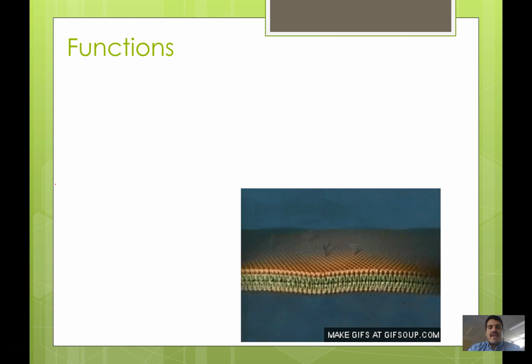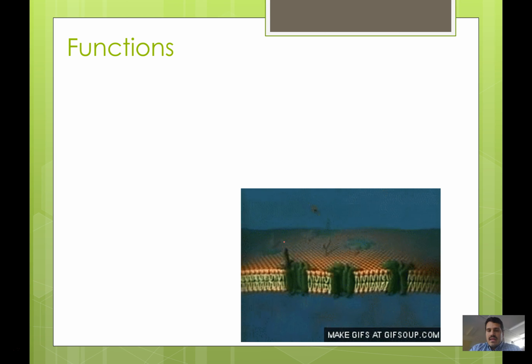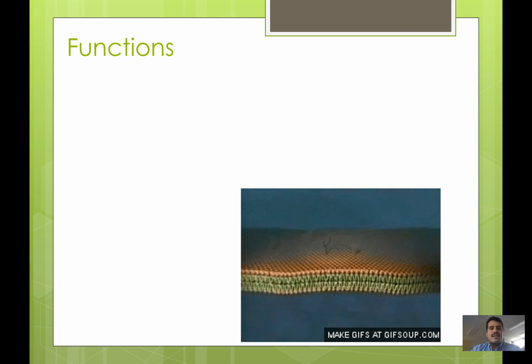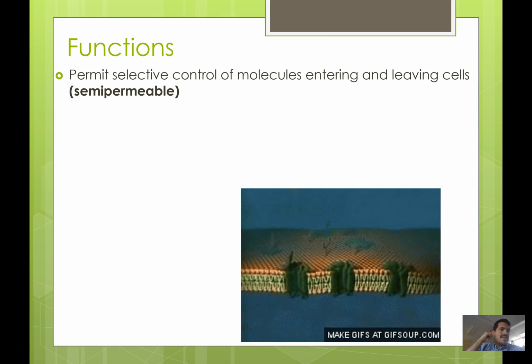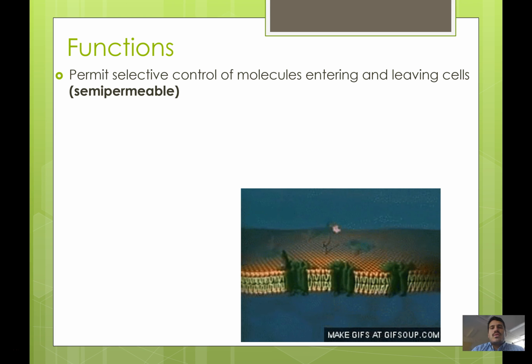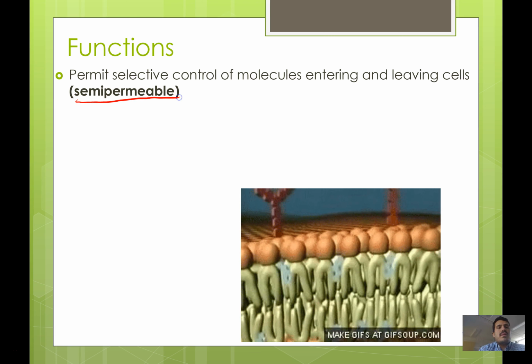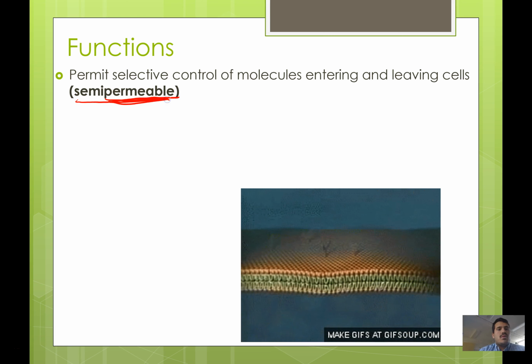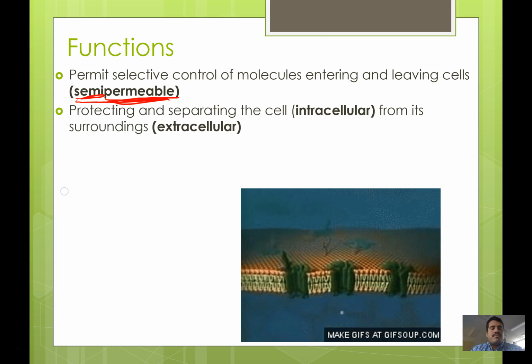So let's talk about some of the functions of this plasma membrane, and this little Giphy is really great at showing the fluid mosaic model. As you can see, it's moving around and all of these things that are inside of it can easily move around. But the main function of the plasma membrane is its selective control of molecules entering and leaving cells. We call this semi-permeability. So it's not fully permeable, okay? It's somewhat permeable, and it selects what molecules come in and out.